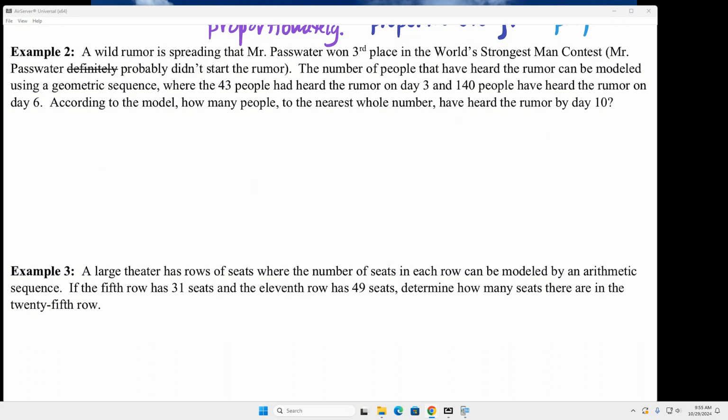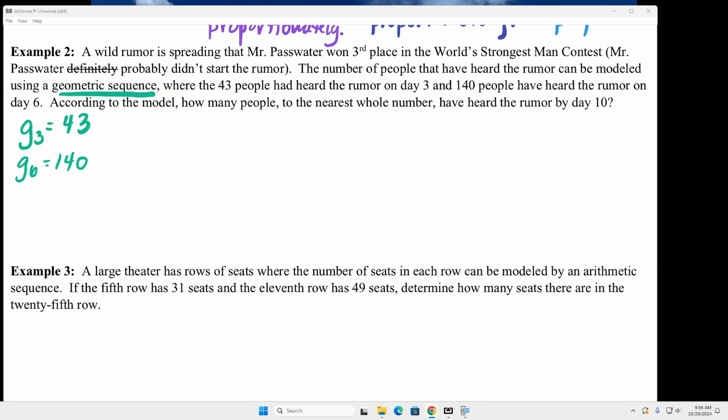The number of people that have heard the rumor can be modeled by a geometric sequence. That's important. Someone in my last class did a whole problem with the wrong type of sequence and had to start over. So just make sure you find those words in the problem. And then where 43 people had heard the rumor on day 3. So I'm going to go ahead and say, since it's geometric, G sub 3 is 43. And 140 people have heard the rumor on day 6. So G sub 6 is 140. According to the model, how many people to the nearest whole number have heard the rumor by day 10?